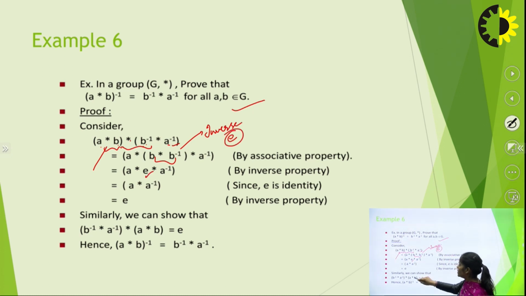So it will become E. Now A star E is A, so A star A inverse is E. So we will get the identity element in the case of this expression. Similarly, we can show that the product in the other order is also the identity. So if they both give the identity element, hence this is equal to this.